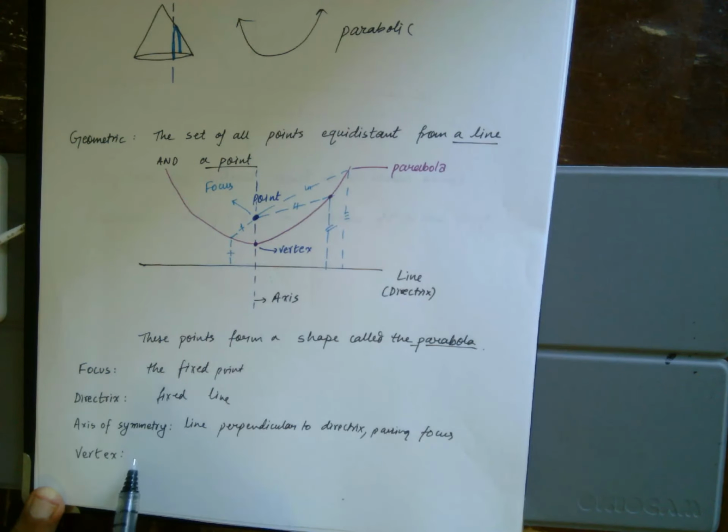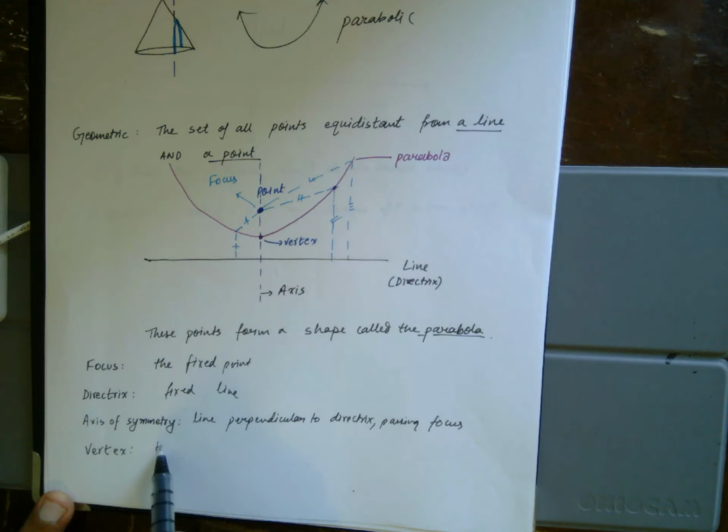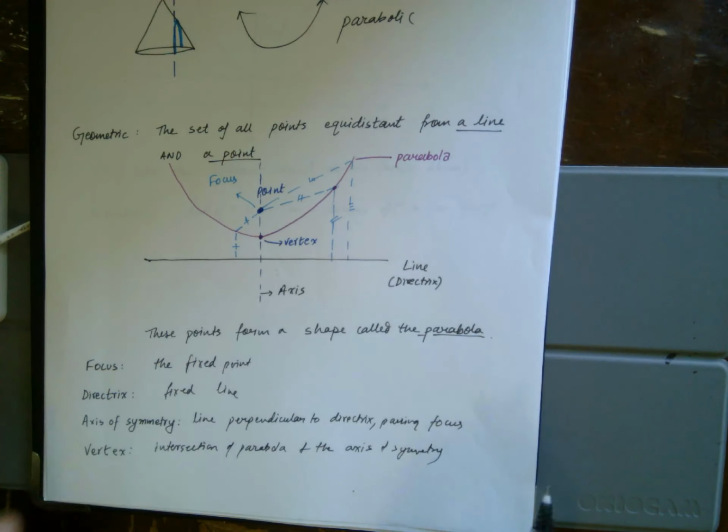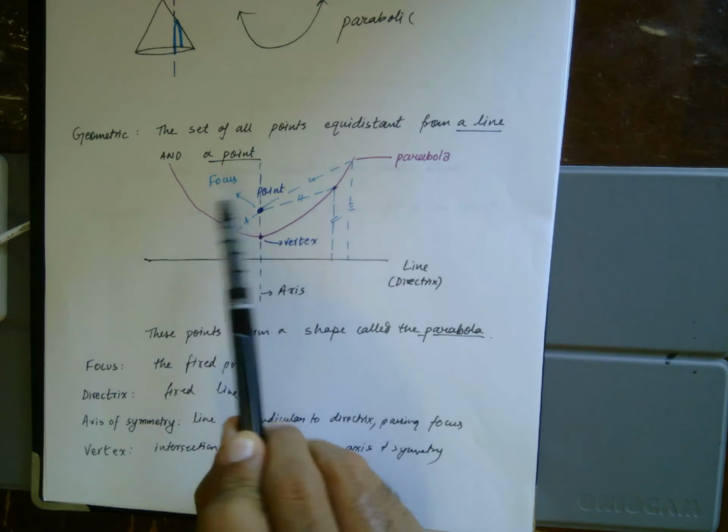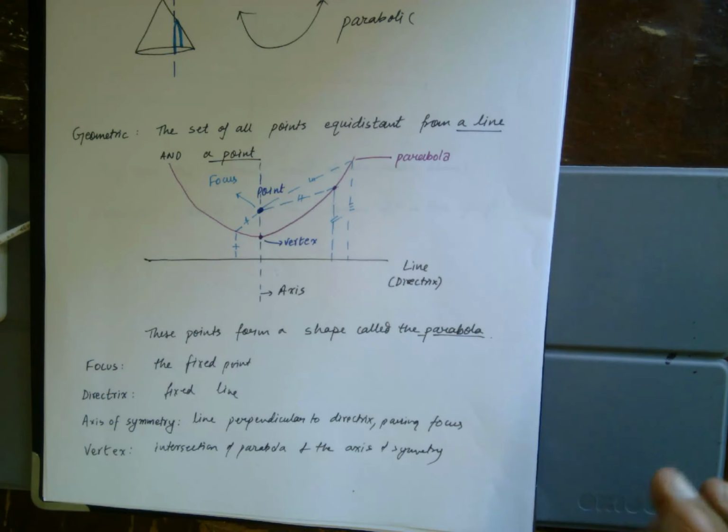And then the vertex, we have a more formal definition here. It's the intersection of the parabola and the axis of symmetry. Now it makes sense why this is called the axis of symmetry, because if you flip around this line, the parabola remains the same.